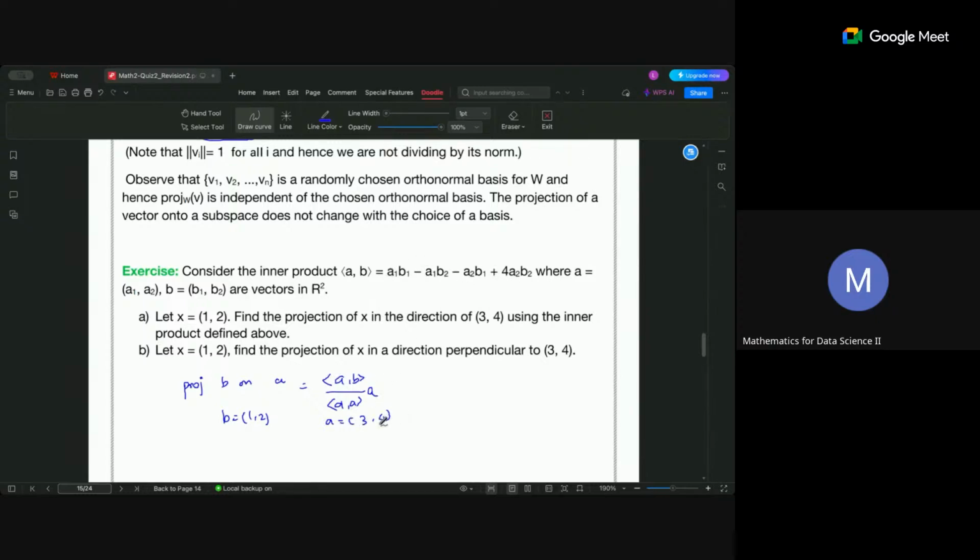Shall we do this problem? I think it's better to skip it, ma'am, because it is kind of a lengthy one. Ma'am, I have solved already the question. So it is coming as 25 by 49, times 3, 4. I am not sure about the solution, but it is there in the book.